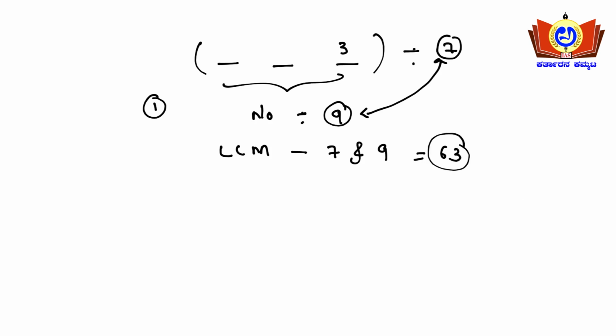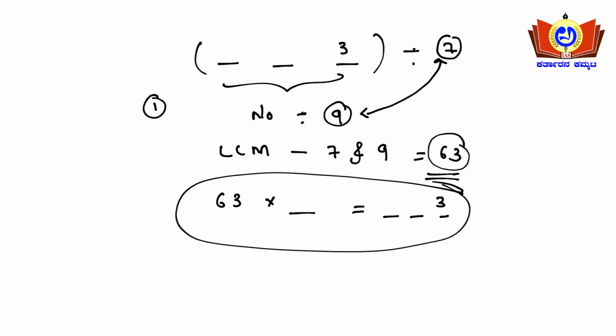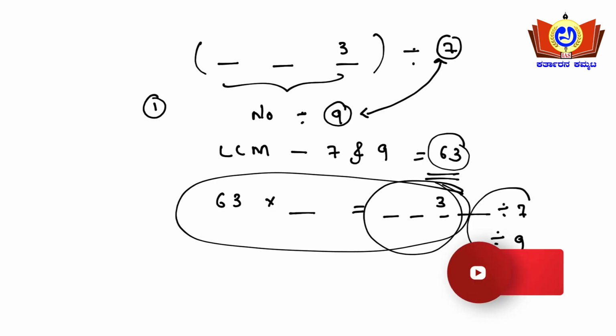Okay, so this number 63 we need to multiply with some number that should yield a 3-digit number, where the unit place will be 3, and this total number should be divisible by 7 and also by 9. So this is the condition here.